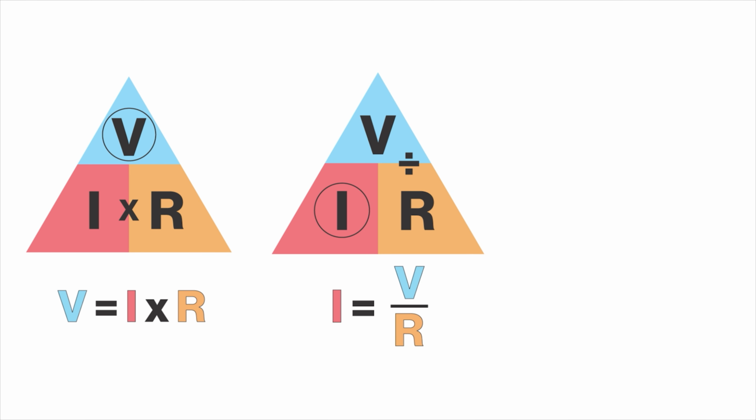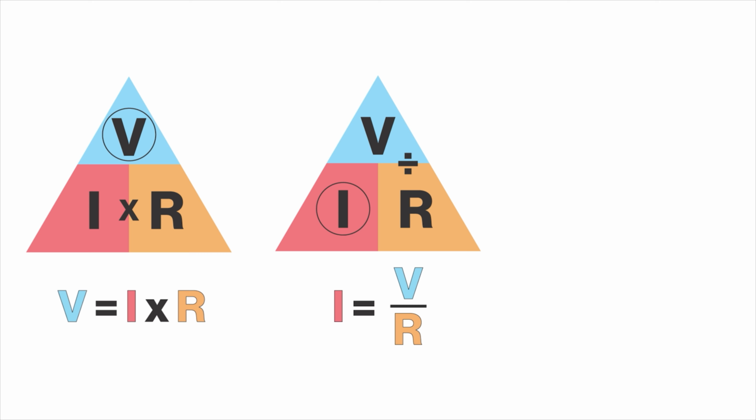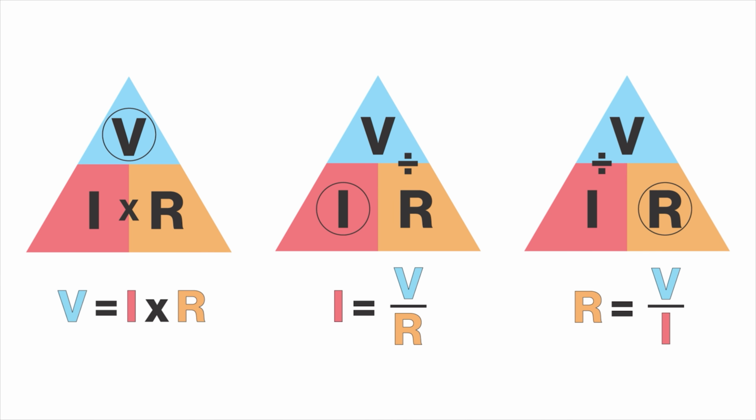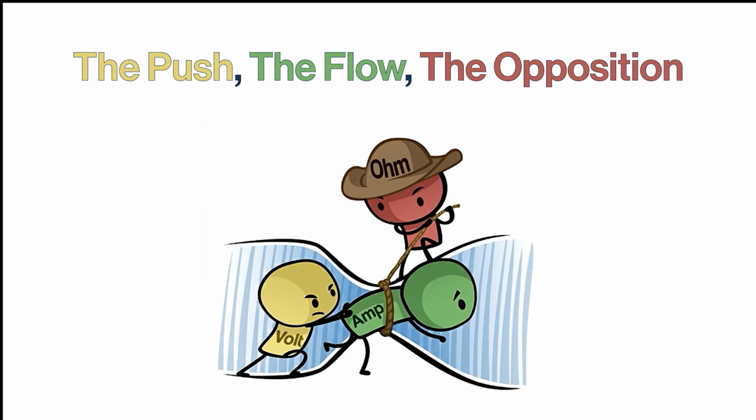We can rearrange it as needed. So if you need to find the current and you know the voltage and resistance, you can just use I equals V divided by R. If you need to find resistance and you know the voltage and current, you can just use R equals V divided by I. The key idea is voltage is the push, current is the flow, and resistance is the opposition to that flow. Let's understand what these units actually mean.